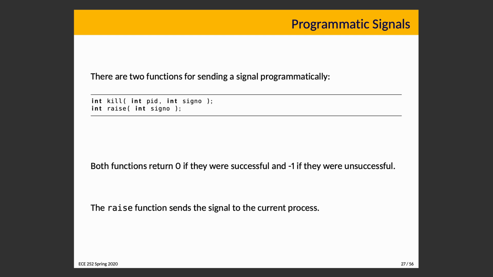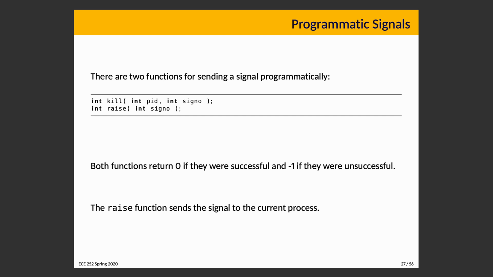Okay. There are two functions that are used to send a signal programmatically. We know how to send a signal on the command line using the kill command, and the two functions are kill and raise. Both return 0 if they were successful and -1 if they were unsuccessful. They, as is very common, have integer return types. The only meaningful difference between kill and raise is that raise doesn't take a process ID, so it does the same thing as kill, but it sends the signal to the current process. We're sending ourselves a message as opposed to sending it to an arbitrary process.